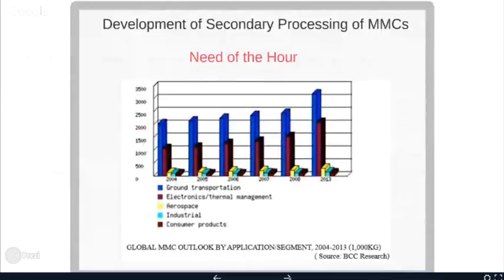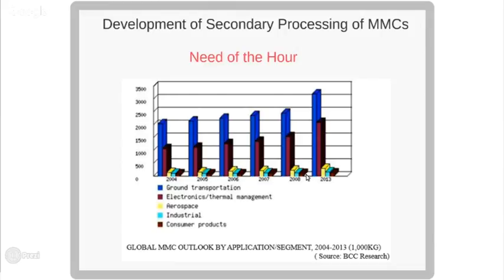So the first slide of my presentation is: what is the necessity to go for conventional or unconventional machining of metal matrix composites? Specifically, here I'm interested to talk about conventional machining of metal matrix composite. As you check this slide, it represents the various utilization of metal matrix composites in various sectors like ground transportation, consumer product, industrial, aerospace, and electronic or thermal management systems.